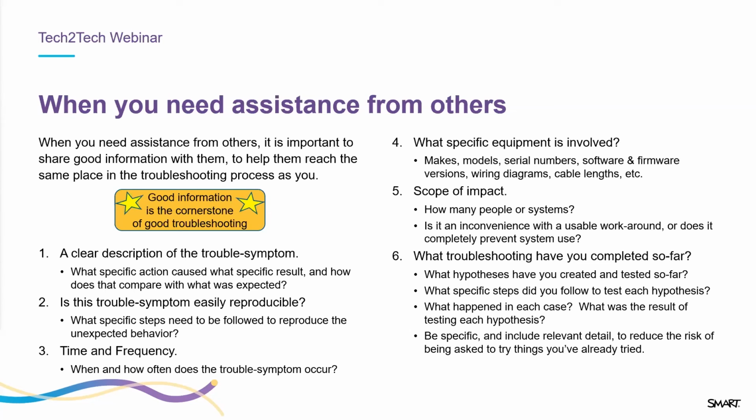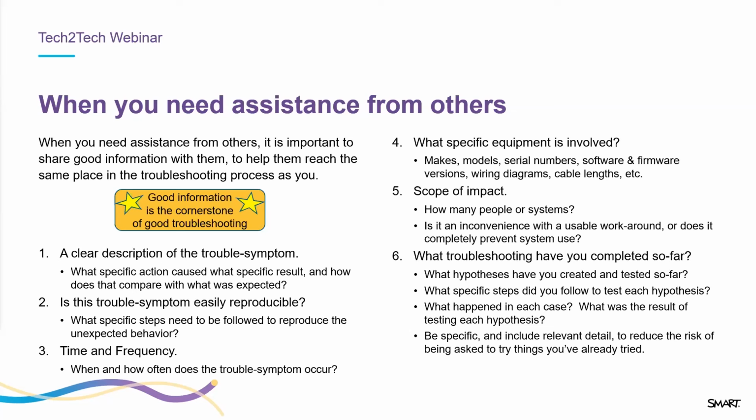There's a 6th one. What troubleshooting have you completed so far? What hypotheses did you already come up with, and did you already test? What specific steps did you follow when you tested each of those hypotheses? And what happened in each case? What was the specific result of testing each hypothesis?